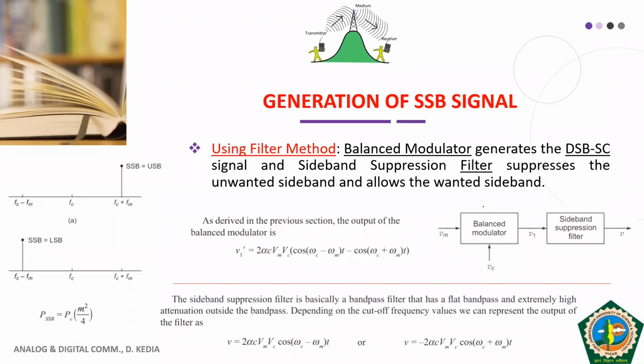So for the filter method, first we will generate a double sideband suppressed carrier signal by using a balanced modulator. And then once we have removed the carrier, we will use a sideband suppression filter. As a result, we get either the lower sideband or the upper sideband, whatever is our requirement. Fine. And we have already talked about the power saving as well as bandwidth saving available during the generation of SSB signal. So on your slide, the power consumed in single sideband modulation has been shown. Okay, next.